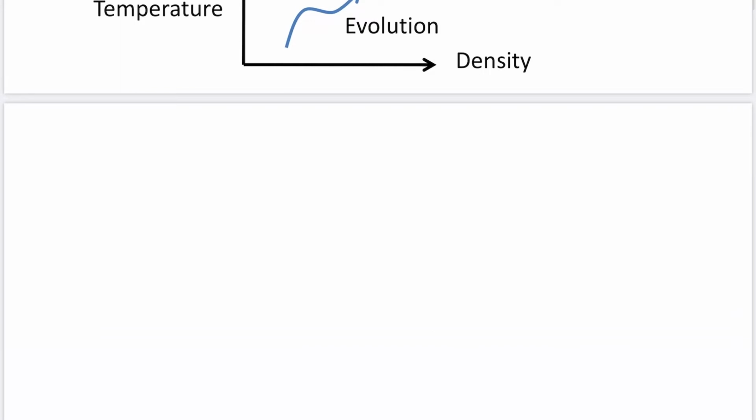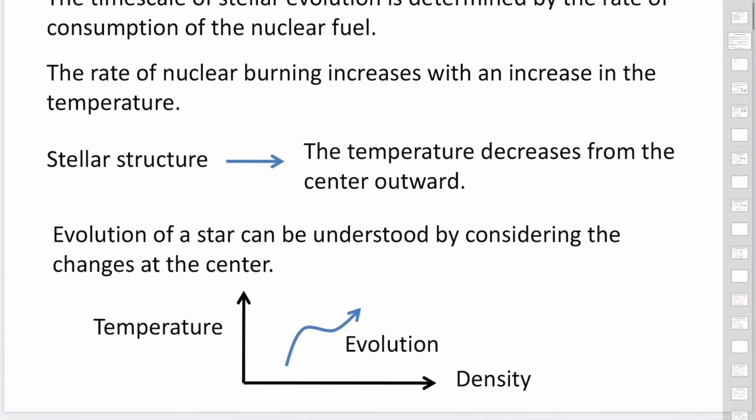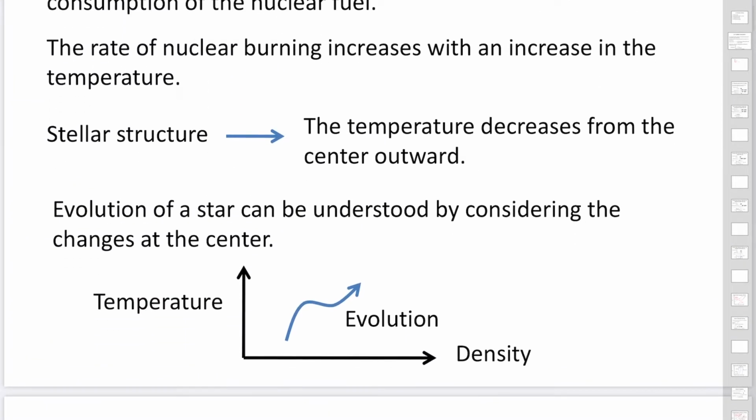So if you draw the temperature as a vertical line, and the horizontal line is a distance from the center of the stars, temperature is decreasing. And then we know the rate of the nuclear burning is increasing with the temperatures. So nuclear burning is happening at the central regions of our stars. So evolution of our stars can be understood by considering the change at the centers.